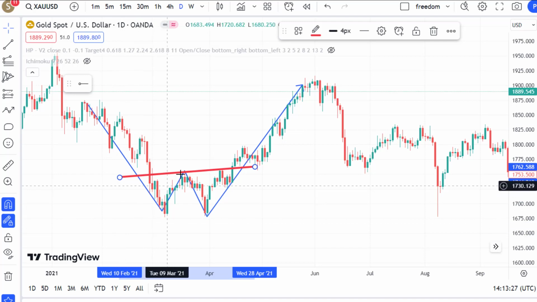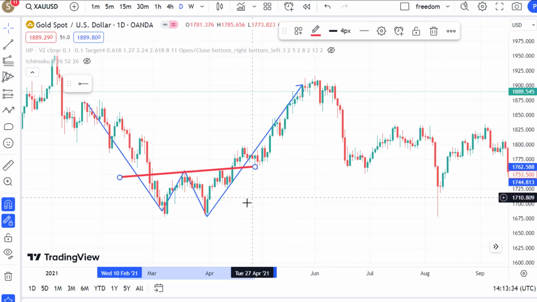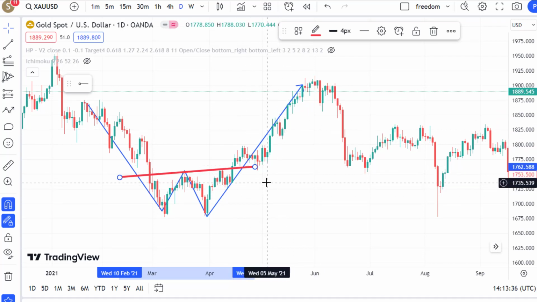The double bottom pattern suggests that sellers are losing their momentum, and buying pressure is increasing. A break above the peak between the two troughs can signal a potential reversal of the downtrend into an uptrend.